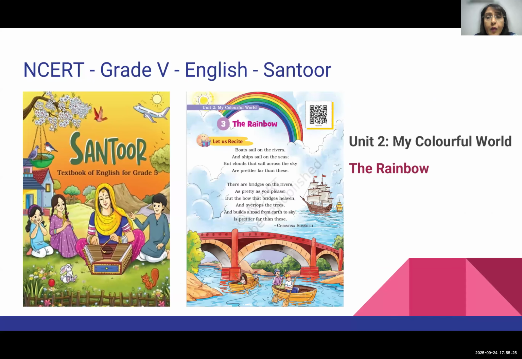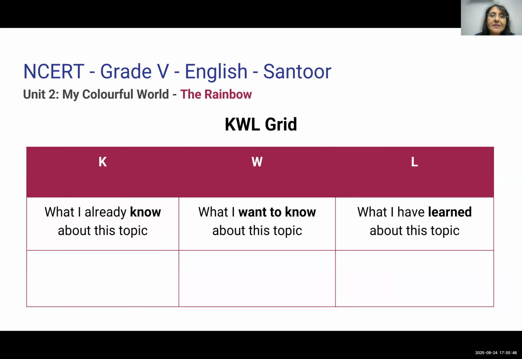Participants, before moving further, please consider yourself as a student of grade 5 and consider me as your teacher. Look at the picture carefully. Now think about the topic, the rainbow. What all things come to your mind? Take 10 seconds to think about it. Now in the K column, write what you already know about the topic. And here you can use the chat box.